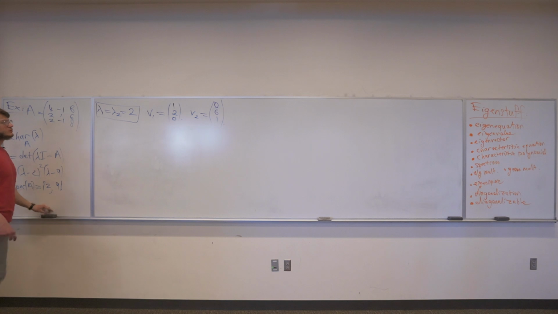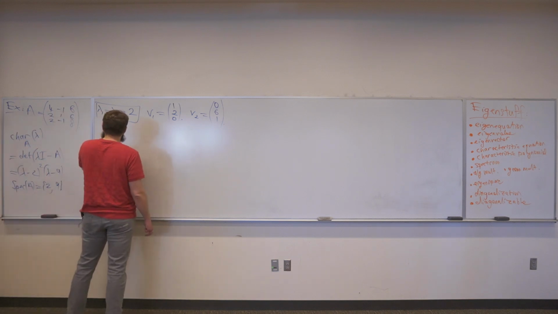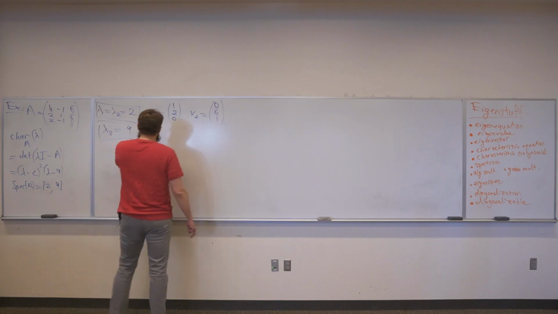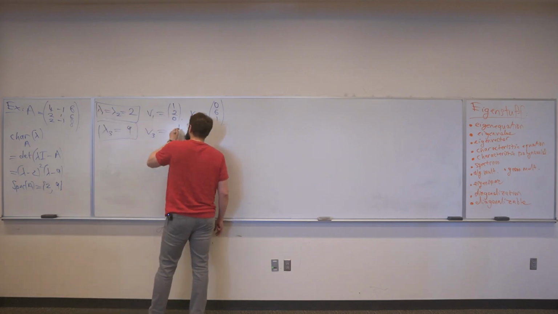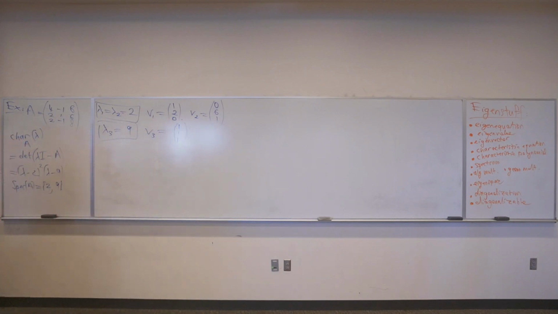We also just computed an eigenvector for the other eigenvalue. V3 was the vector of 1s. So this is where we were. This is where we ended up yesterday.